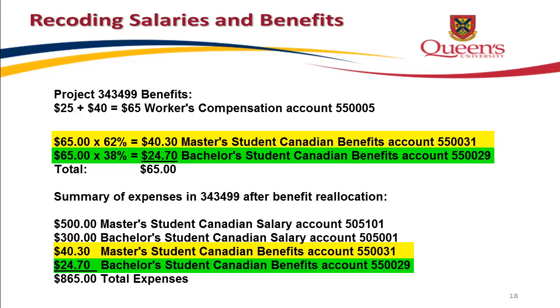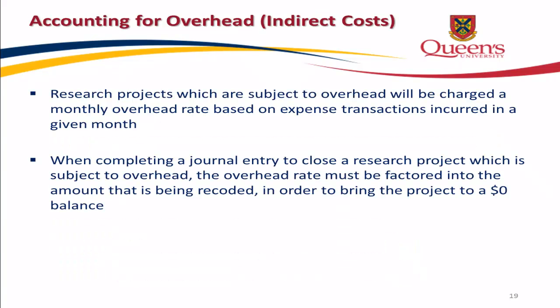If you find this concept difficult to understand, just remember that when recoding salaries and benefits, always use the original expense accounts in your journal entry versus the benefit accounts which identify the related individual. We will now move on to discuss overhead, also referred to as indirect costs.